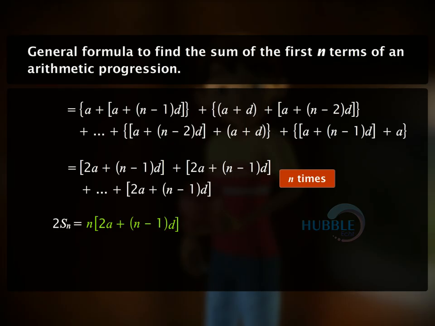Finally, dividing both sides by 2, we get the sum of the first n terms of the arithmetic progression is equal to n over 2 times 2a plus n minus 1 times d.